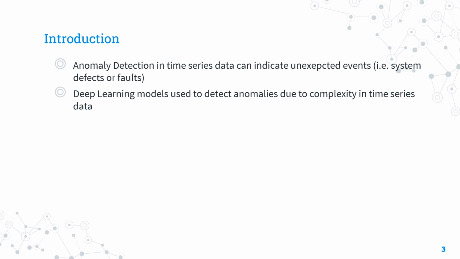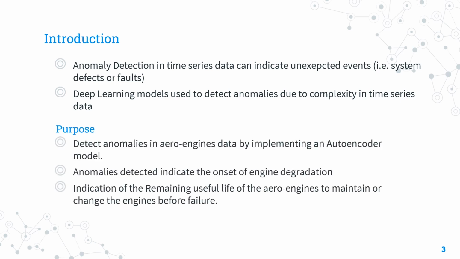Anomaly detectors can be used to indicate unexpected events such as defects or system faults. Commonly, deep learning models are used to detect anomalies due to the complexity of time series data. For my project, I will be detecting anomalies in time series aero engine data using an autoencoder model, with the aim to reduce engine downtime. The anomalies are used to detect the start of the engine degradation, which can be used as an indication of the remaining useful life of the engine for predictive maintenance purposes.